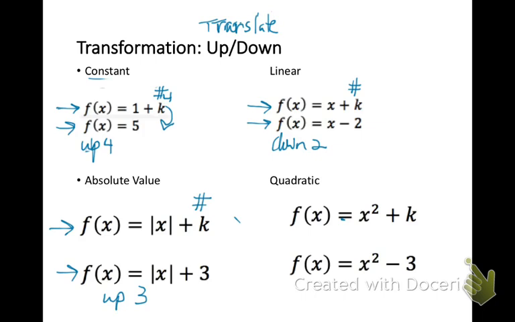Now under the quadratic column, f of x equals x squared plus k. So just like the absolute value, notice the k is added at the end, not in by the x. Here, write this example down, f of x equals x squared minus 3. So here it's like adding a negative or subtracting. So when you see a number subtracted at the end, it's going to move the graph down 3.